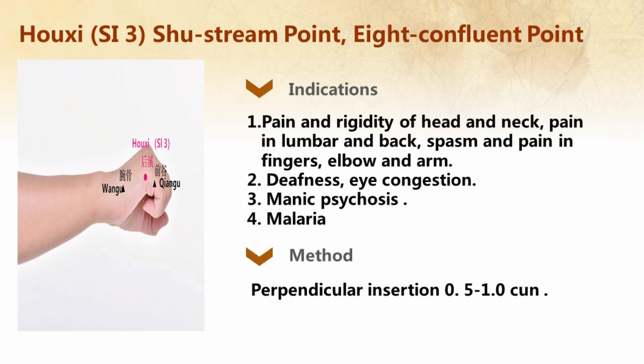The acupoint can cure pain and rigidity of head and neck, pain in the lumbar and the back, spasm and pain in fingers, elbow and arm, deafness, eye congestion, manic psychosis, malaria. The operation method of this acupoint is perpendicular insertion 0.5 to 1 寸.